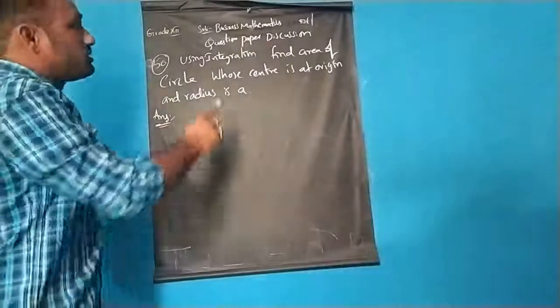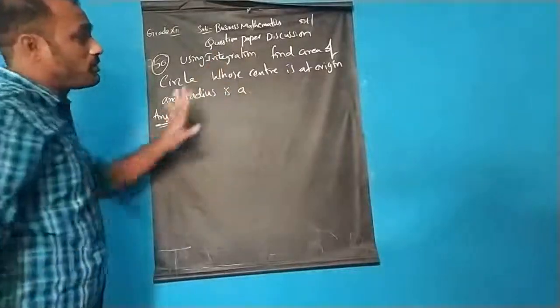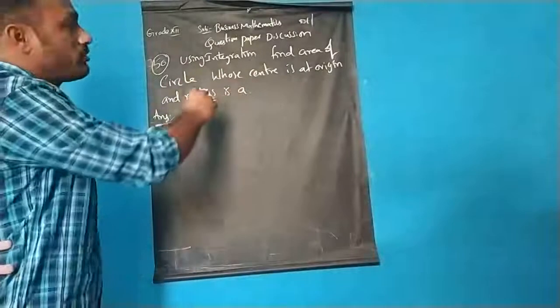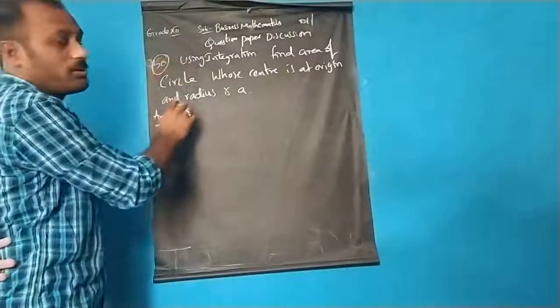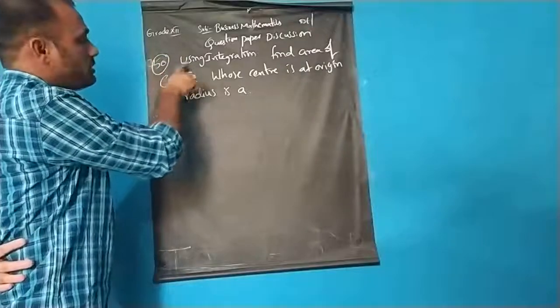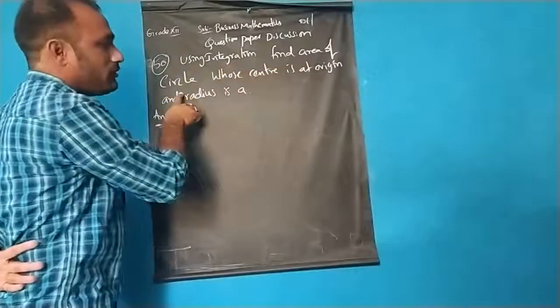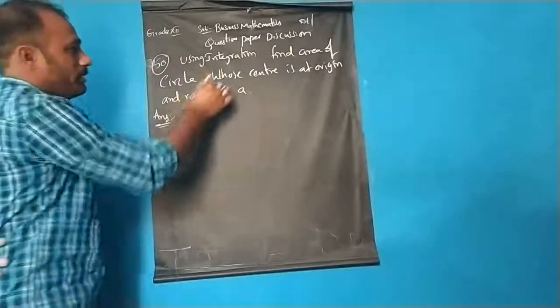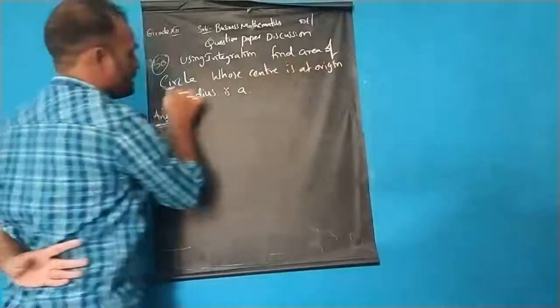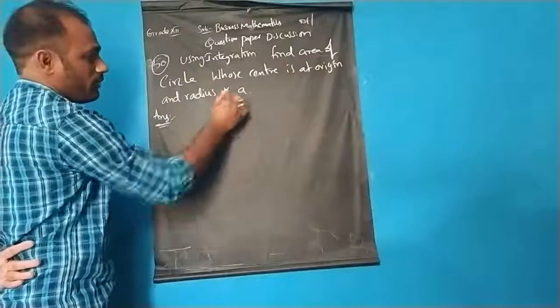Very good morning, students. Today we are going to learn about the question paper discussion of whatever we have written for the 25% exam. So first we will see the 7-mark questions. The first question is: using integration, find the area of a circle whose center is at the origin and radius is a. First of all, we have to know what the area of the circle is in this format.